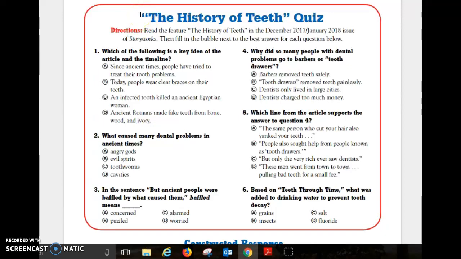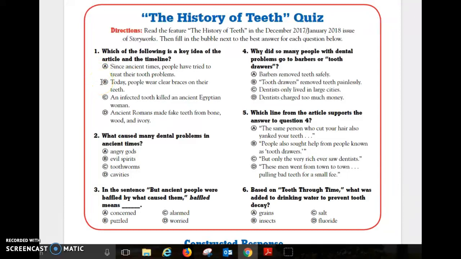The history of teeth quiz. Number 1. Which of the following is a key idea of the article and the timeline? A. Since ancient times, people have tried to treat their tooth problems.